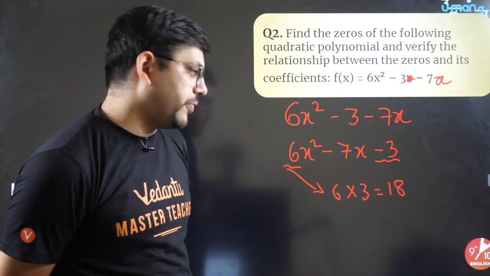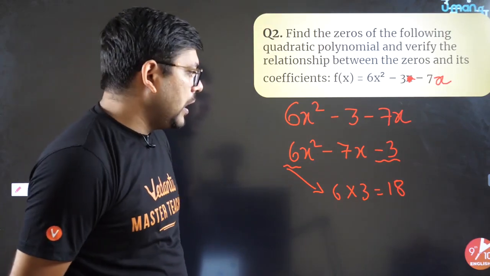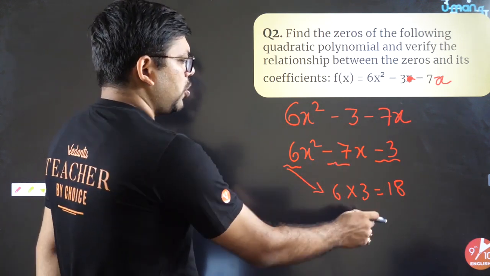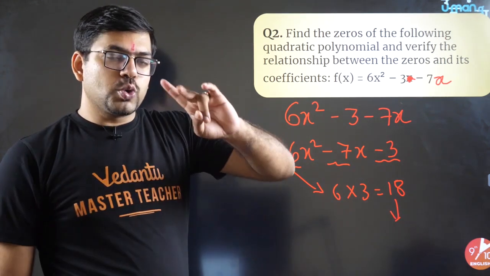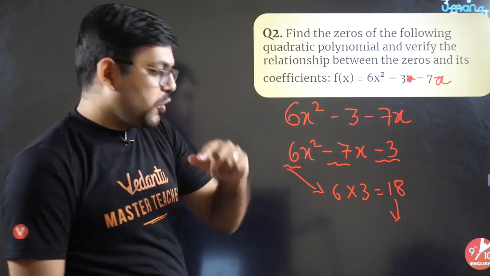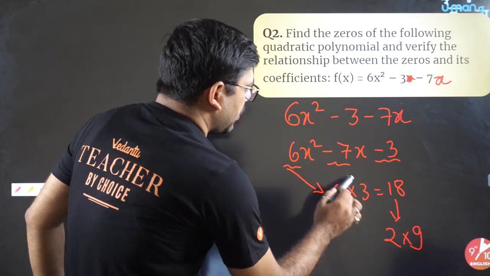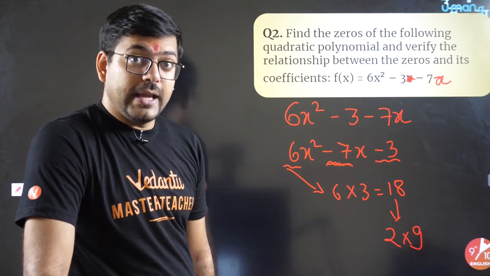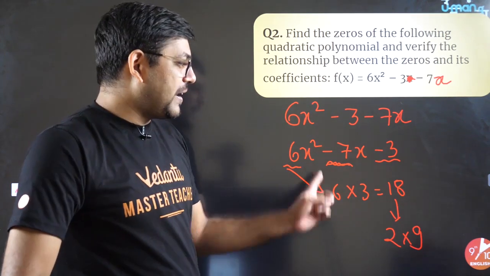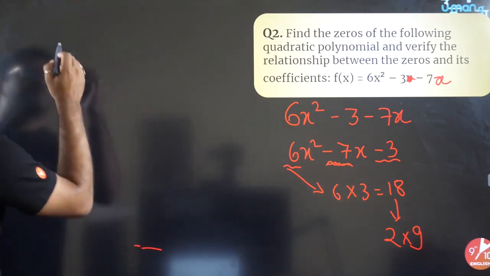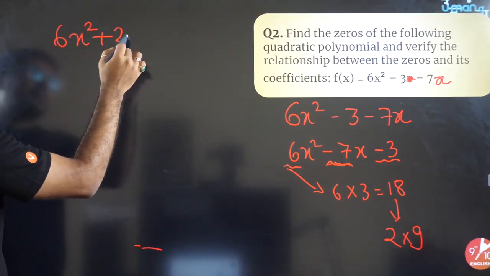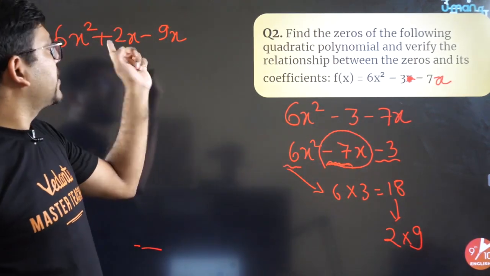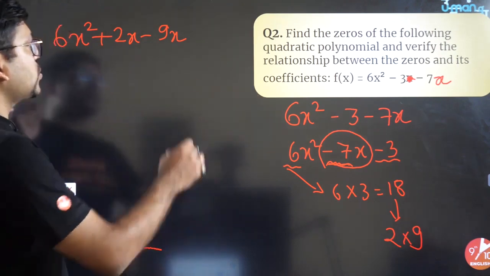So 6 3s are 18, done. Fine. Now you have to break 18 into two parts such that you should get the middle term. So I hope this is very easy. 18 can be broken into two parts, 2 into 9. 9 2s are 18. From 2 and 9 it is possible to get minus 7. How is that possible? 2 plus 9, no. 2 minus 9, yes. 2 minus 9 will give me minus 7. So I'll write now 6x square plus 2x minus 9x. For getting a minus 7, I will write 2x minus 9x. Fine. And then minus 3 is already there.